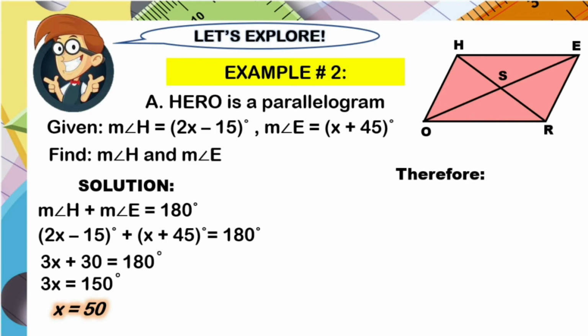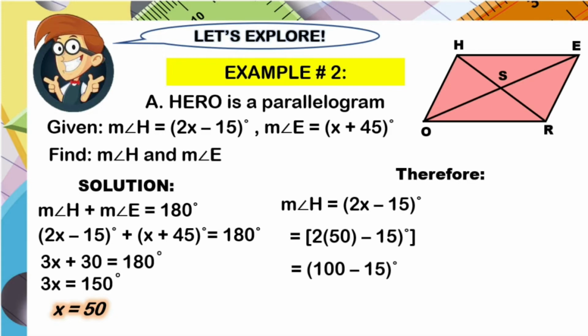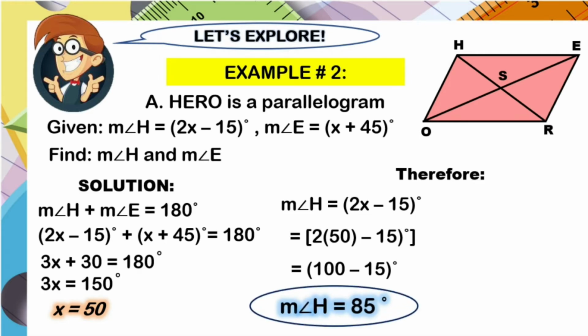To solve for the measure of angle H, we substitute the value of x to the equation H is equal to 2x minus 15. Thus, we have angle H is equal to 2 times 50 minus 15. Simplifying, we have 100 minus 15. Thus, the measure of angle H is equal to 85 degrees.